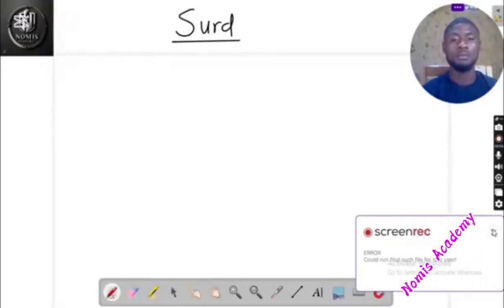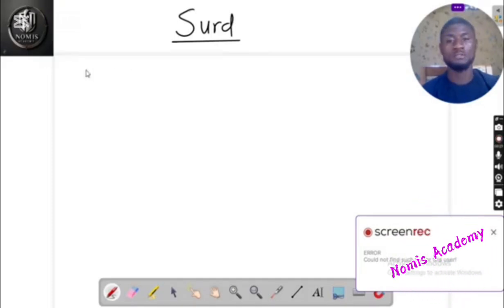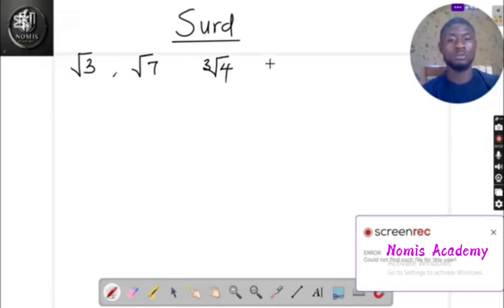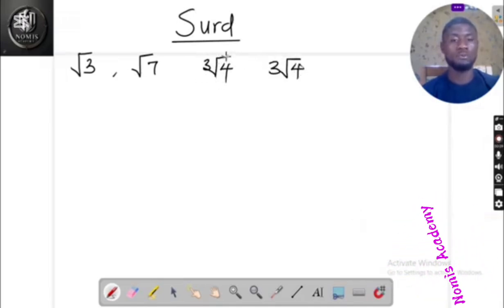This time we'll be dealing with surds. What is a surd? A surd is an irrational root of a number that cannot be expressed as a ratio of two numbers. So maybe you have something like root 3, something like root 7, or we can even have cube root 4, or we even have 3 root 4. Cube root 4 is different from 3 root 4.